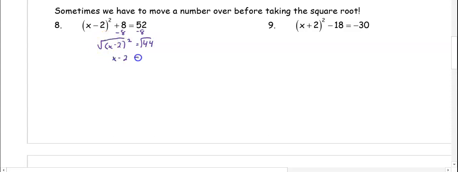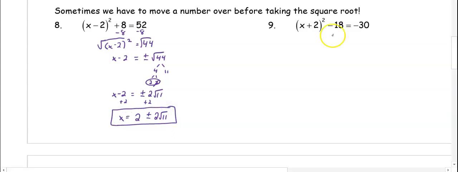So x minus 2 equals plus or minus the square root of 44. So we're going to have to break down 44. So we get 4 and 11. 4 breaks to 2 and 2. So x minus 2 equals plus or minus, we have a pair of 2's and an 11 left over. So 2 root 11. We're going to add 2 to both sides. So x equals 2 plus or minus 2 root 11.